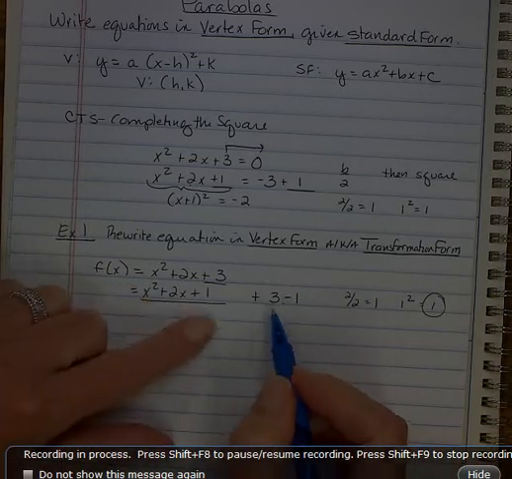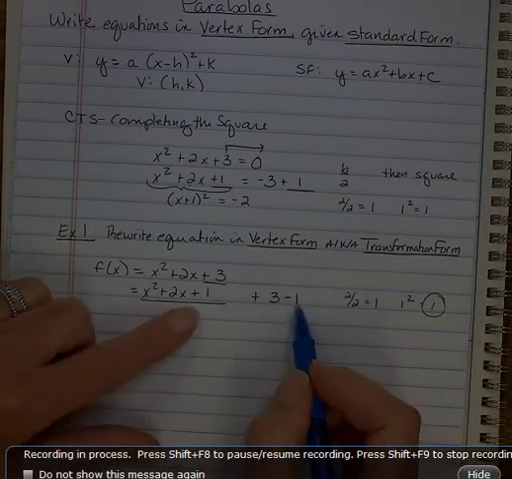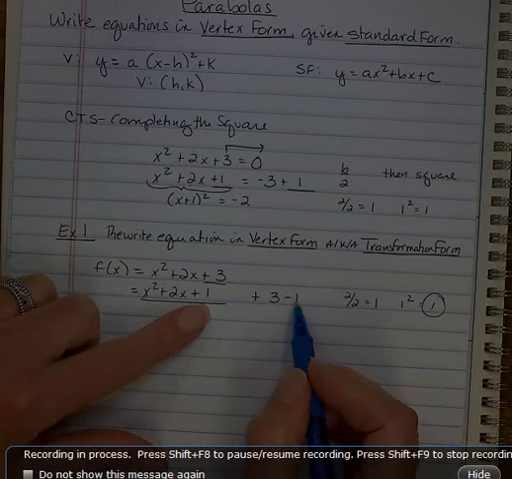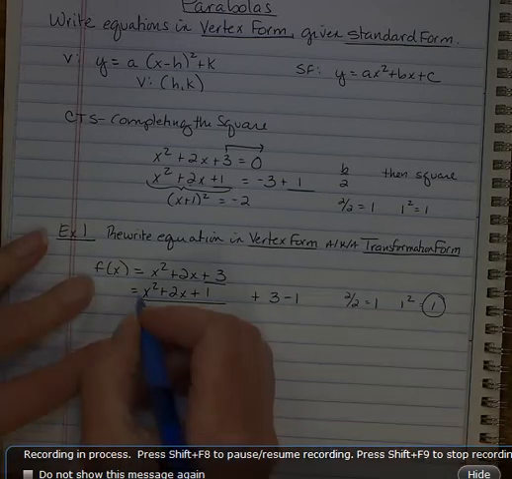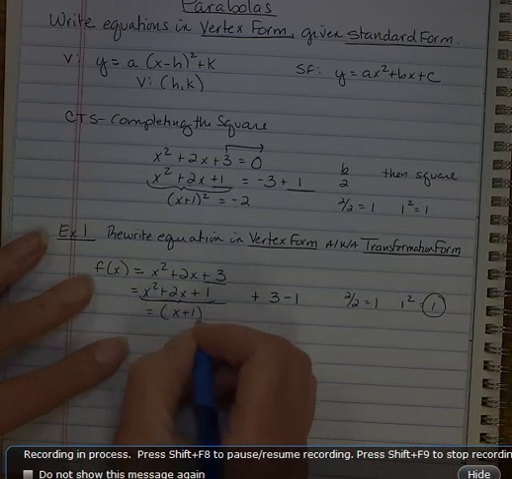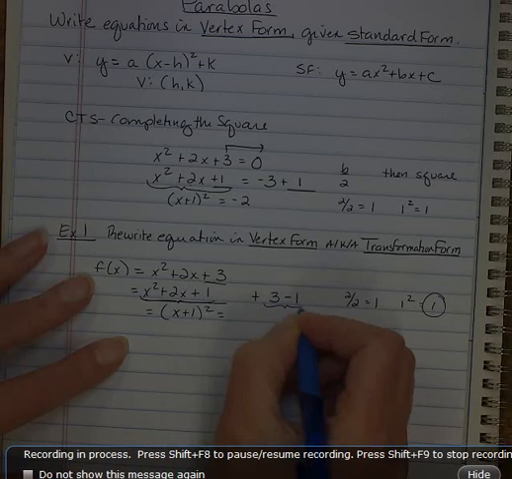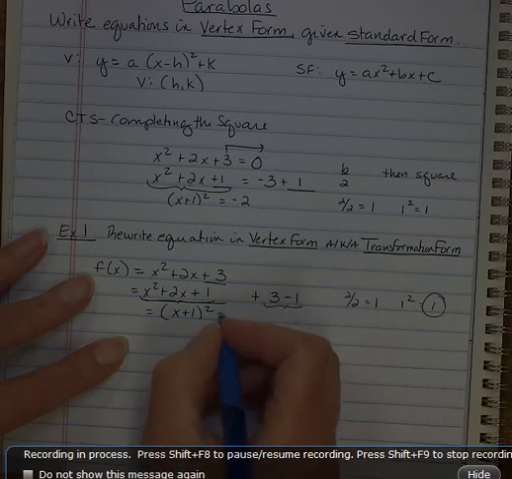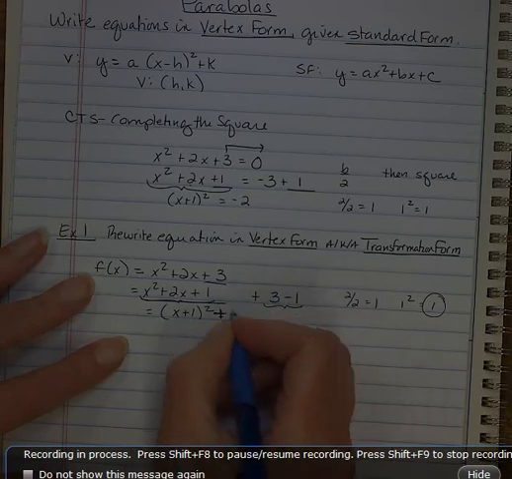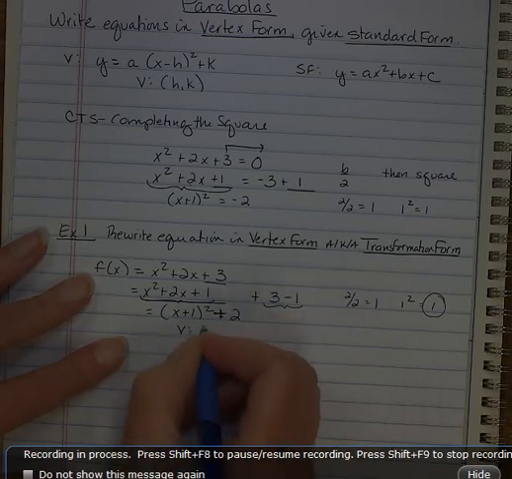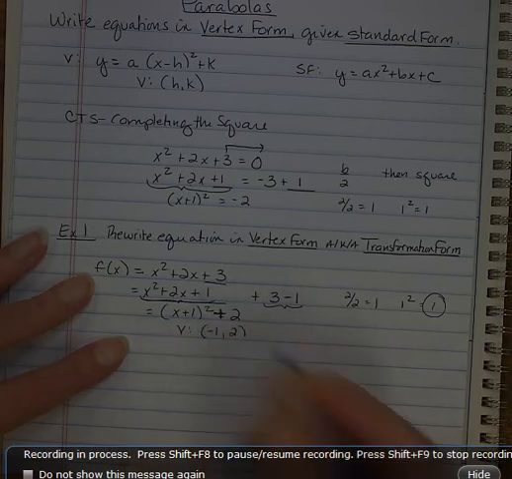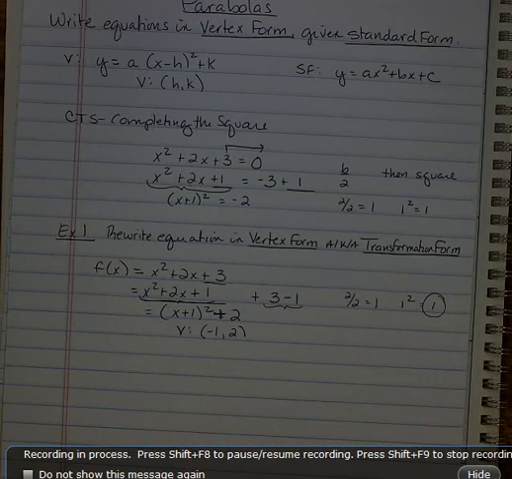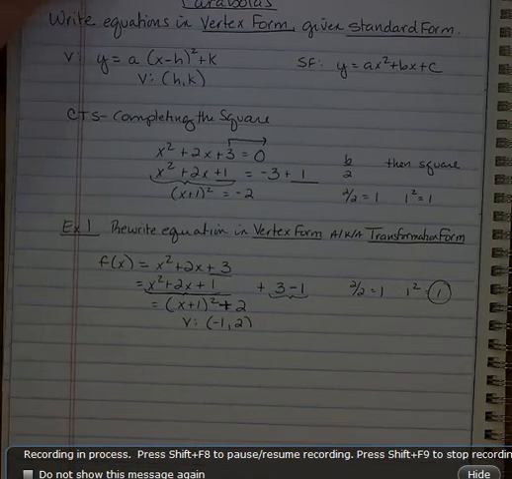You need your net change on this side of the equation to be 0. So you added 1, you subtracted 1. My net change is 0. I'm going to take the trinomial, and I'm going to factor it, x plus 1 quantity squared, and I'm going to simplify it here. 3 minus 1, oops, this should be a plus sign. 3 minus 1 is going to give you 2. So the vertex for this equation is going to be negative 1, positive 2. Hopefully it wasn't too confusing.